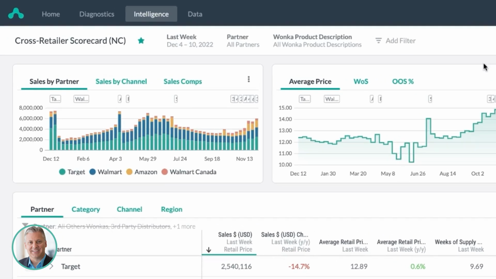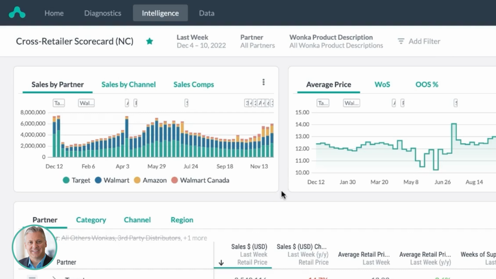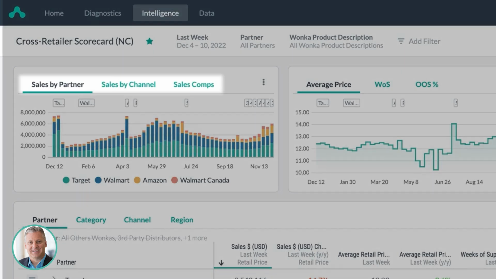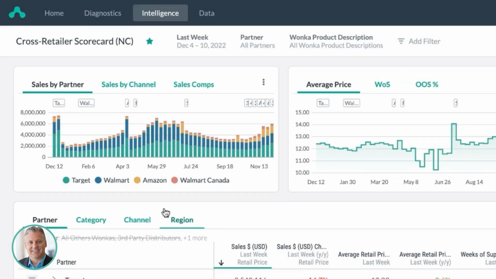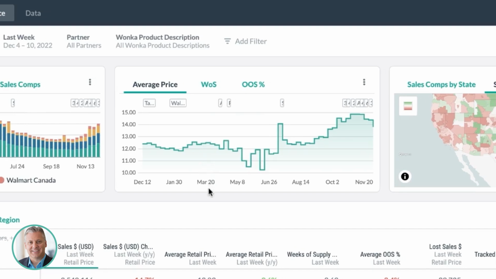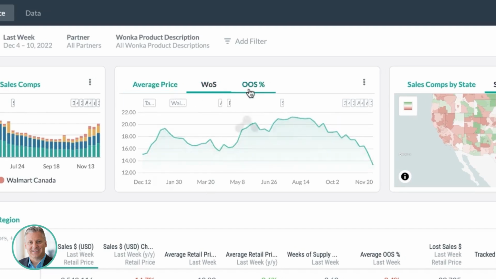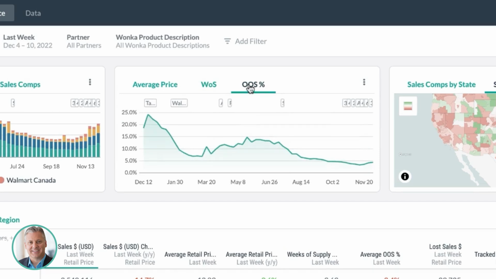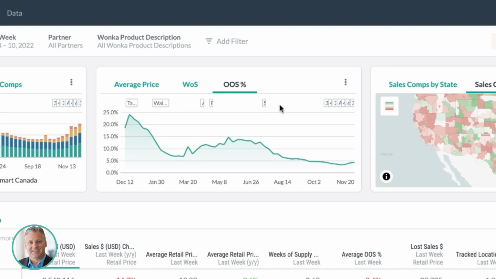So here we are. We've logged on to the Cross Retailer Scorecard. You can see at the top there are three visual views here, and you can see your data, your sales by partner. You can look at your sales by channel, e-commerce versus brick and mortar as an example. You can look at your sales by comp sales here. You can also look at your average price point, your weeks of supply, and then your out of stocks as well, and see how you're trending out in market with your in stock or conversely out of stocks in market.